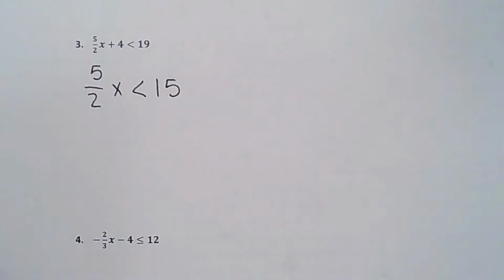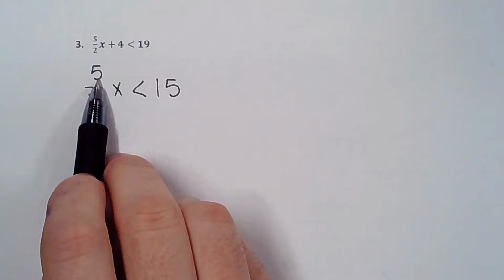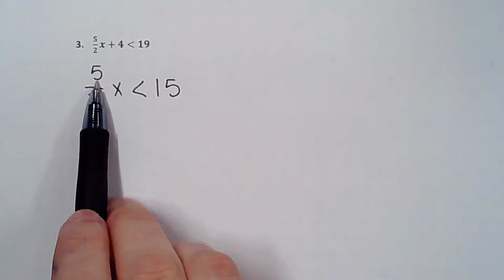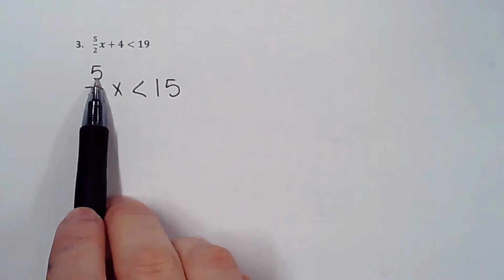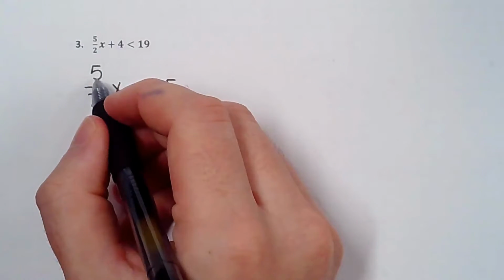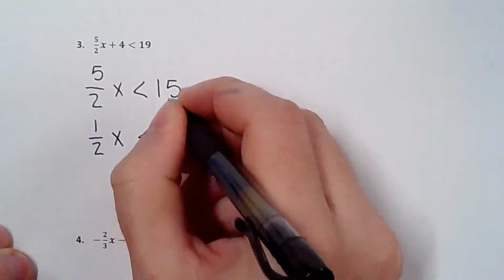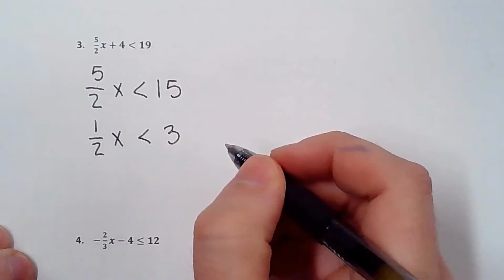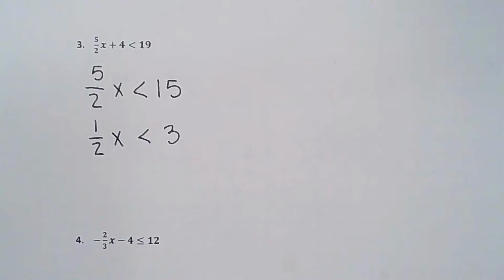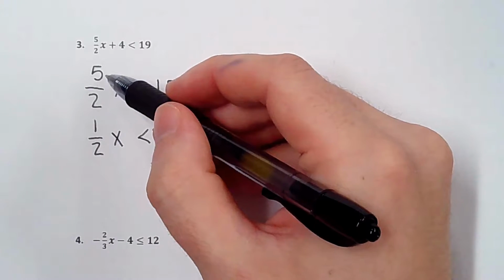Now check it out. I can either multiply by 2 to undo the division, or I could also divide by 5. Do you see how that's a 5 in the top there? The top means multiplication, so let's cancel the 5. Let's divide by 5. What's 5 divided by 5 here? 1. What's 15 divided by 5? 3. The top means multiplication. The bottom means division. So if I want to get rid of the 5, I have to divide.